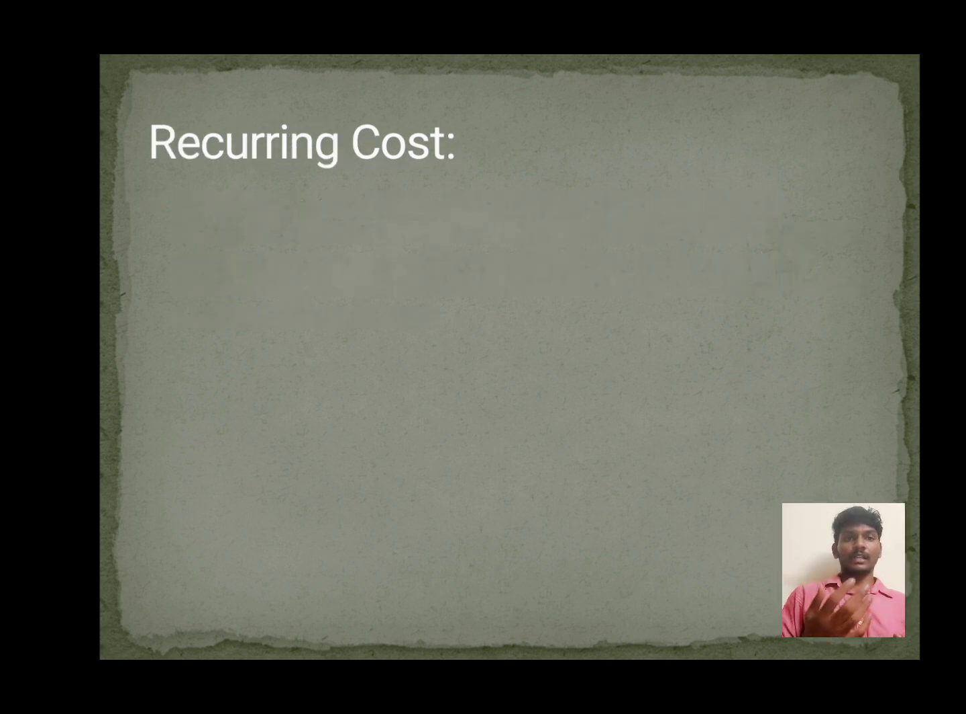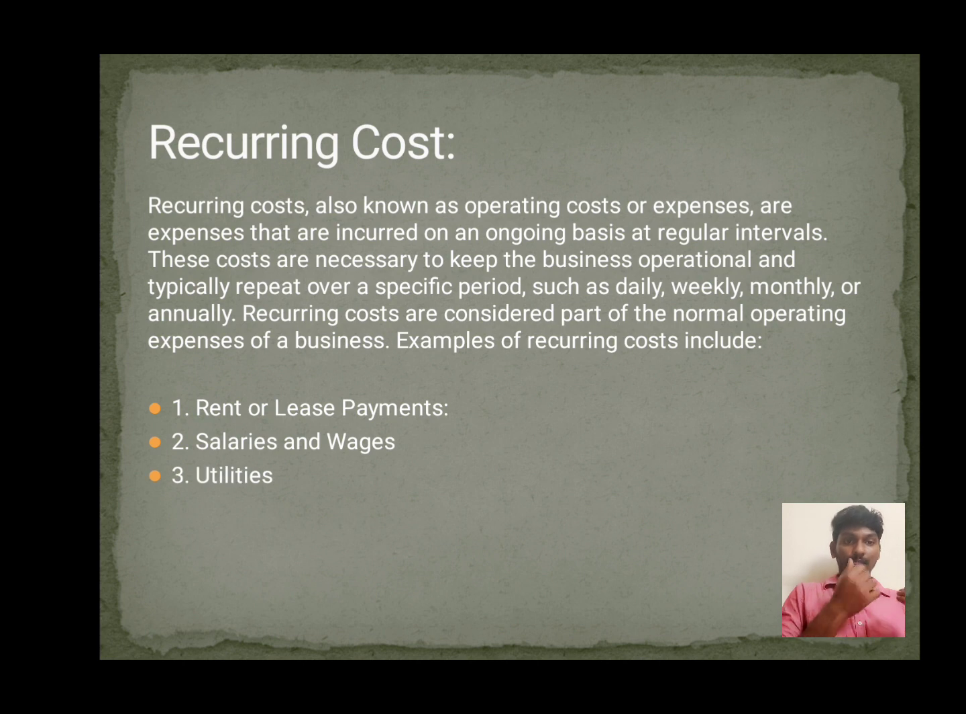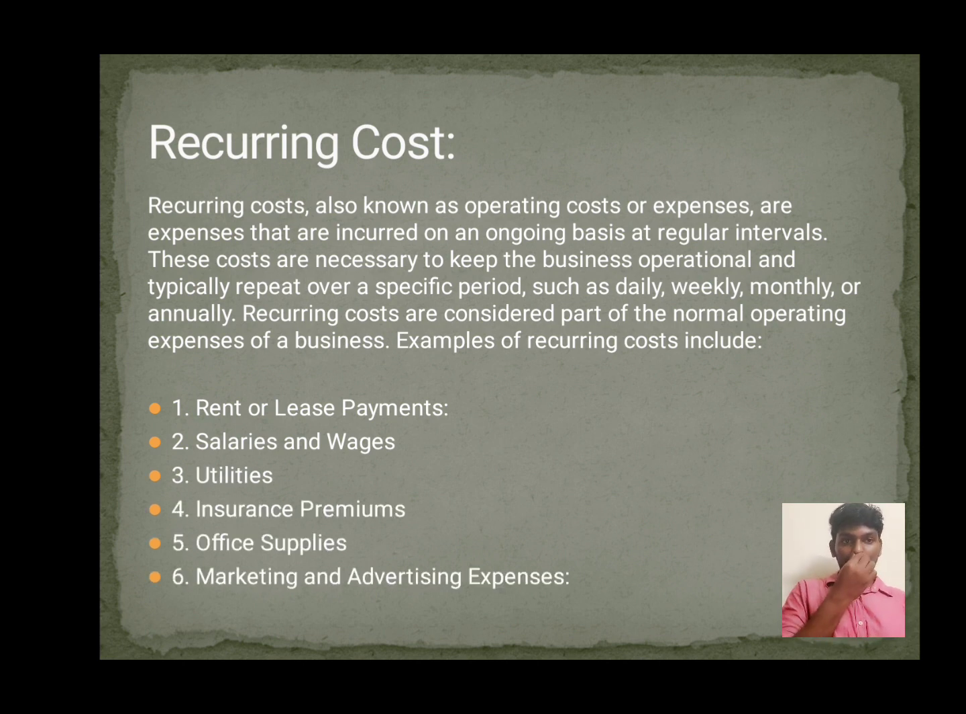The next thing is a recurring cost. Recurring cost, also known as an operating cost or expenses. These are expenses that are incurred on an ongoing basis at regular intervals. Examples for recurring costs include rent or lease payment, salary wages, utilities, insurance premiums, office supplies, marketing and advertising expenses.